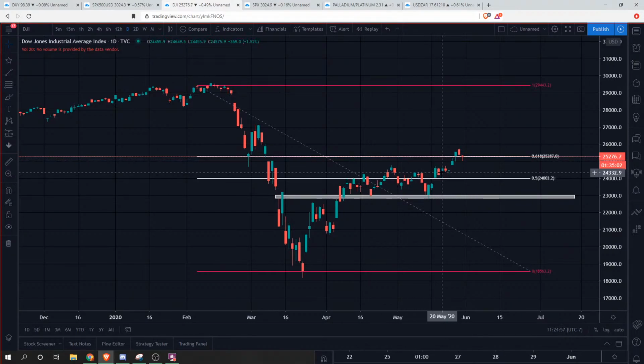and there was a potential head and shoulders after the price blew through the right shoulder. Definitely that trade was invalid, and I think a lot of people who were potentially shorting got squeezed out, and then we got that strong push to the upside, breaking that 618 level.